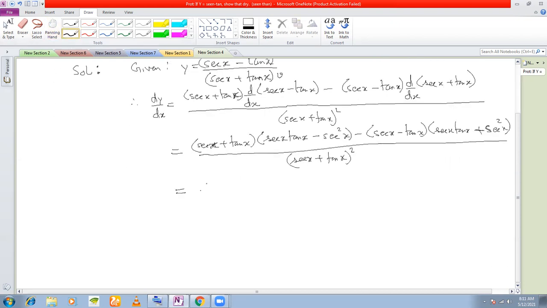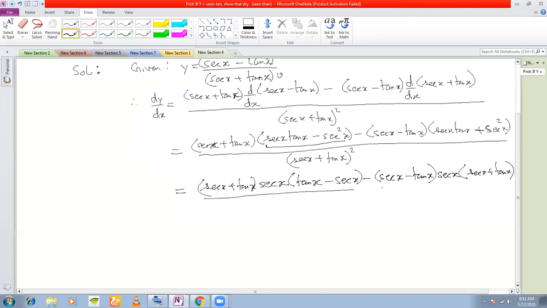Now, from here, you can take sec x common, and you have tan x minus sec x, minus sec x minus tan x, sec x into sec x plus tan x, and you divide the entire thing by sec x plus tan x square.